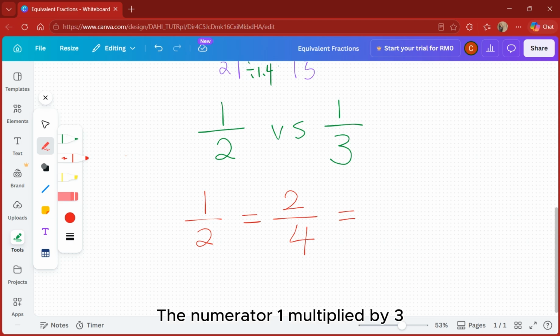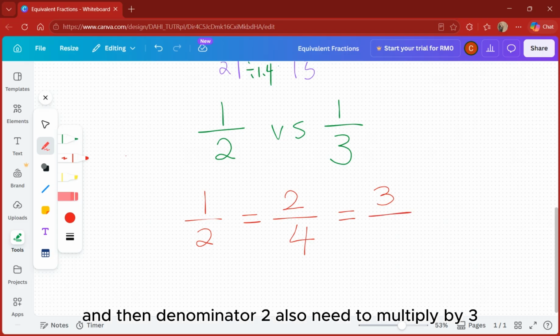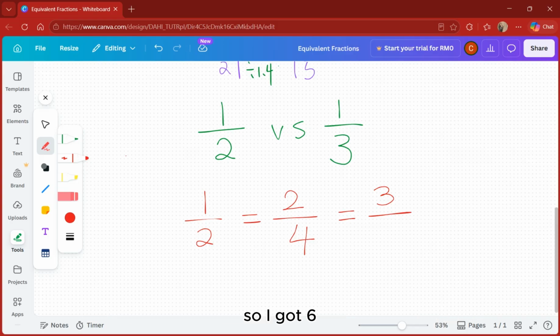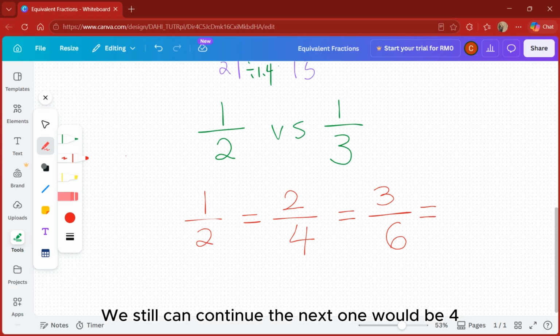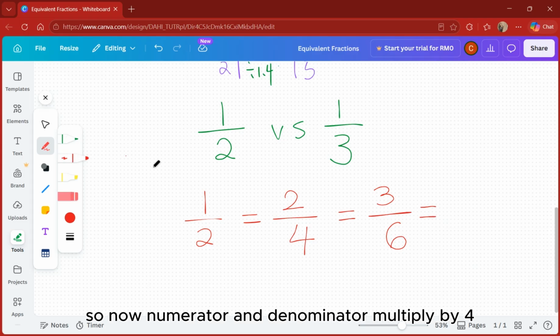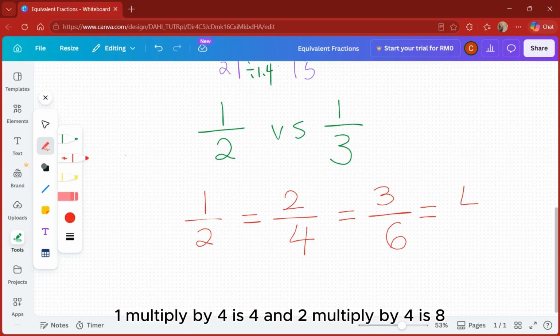Numerator 1 multiplied by 3, I get 3. And then denominator 2 also needs to be multiplied by 3, so I get 6. We still can continue. The next one would be 4. So now numerator and denominator are multiplied by 4. 1 multiplied by 4 is 4. And 2 multiplied by 4 is 8.